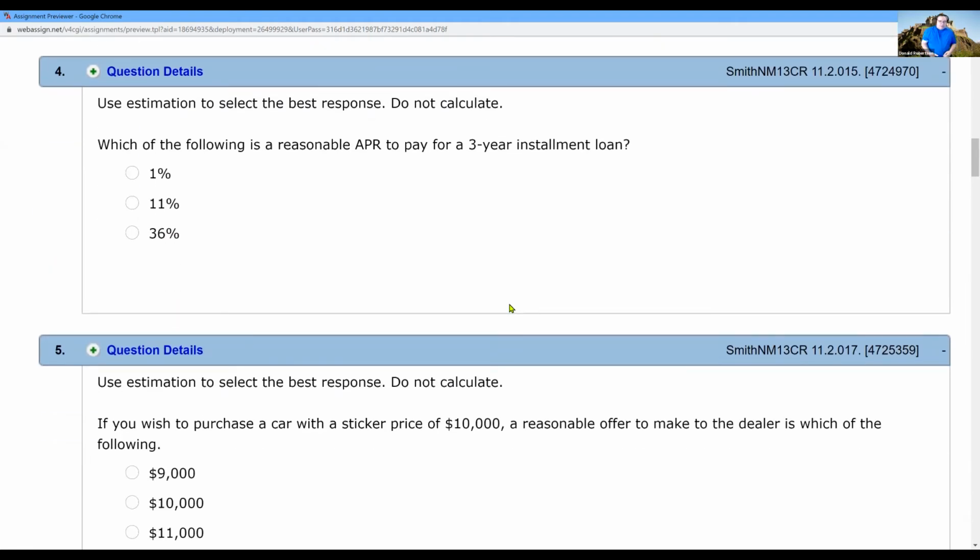Now this one has no calculation. I guess it depends if you've even got a credit card. Oh, it's not a credit card, it's an installment loan, right? Which of these three would you think would be a reasonable interest if you were buying a car, right? A 3-year installment would be paying off your car in 3 years. A 1%, an 11%, or a 36%. What would you think would be a realistic number?